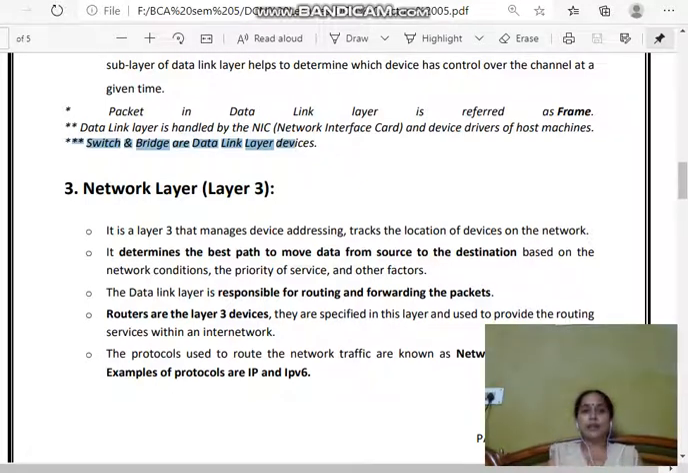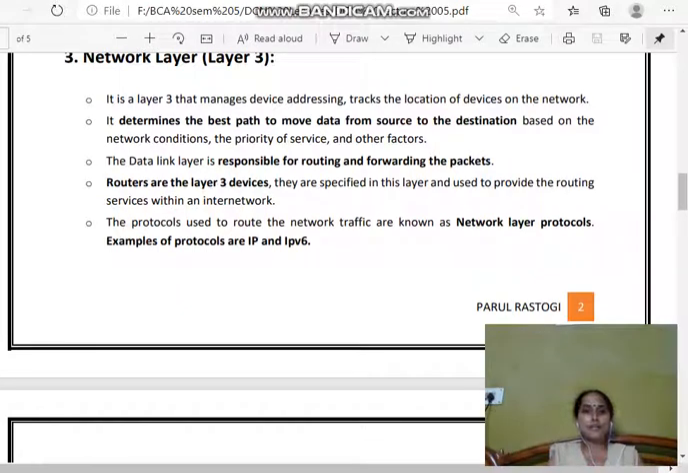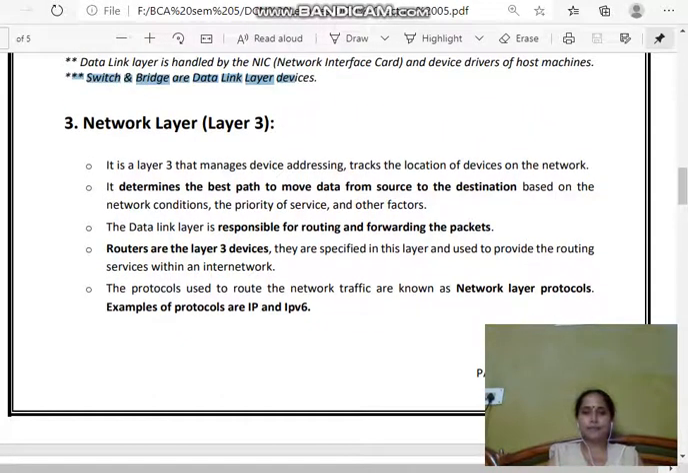Now the third layer which comes up is the network layer, as you can see. This is the third layer that manages device addressing, tracks the location of device on the network. It determines the best path to move from source to destination. This is what we call routing.